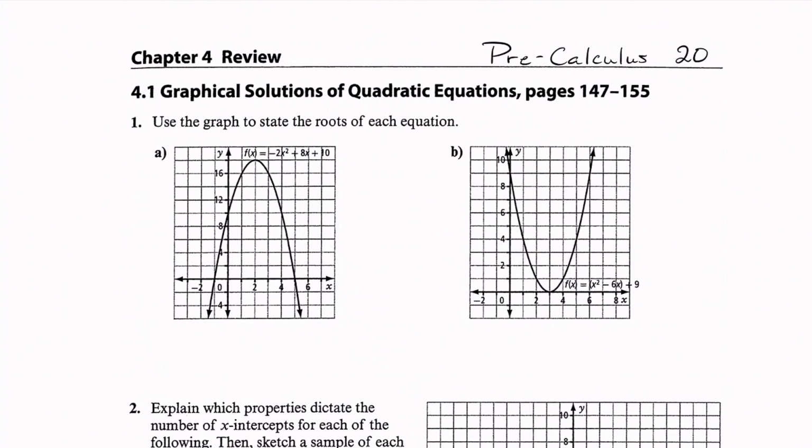So the first one there, number 1, it says use the graph to state the roots of each equation. So we have our graph here, it's already plotted for us, and I can see the roots, and remember roots, those are just x-intercepts, so let's write that.